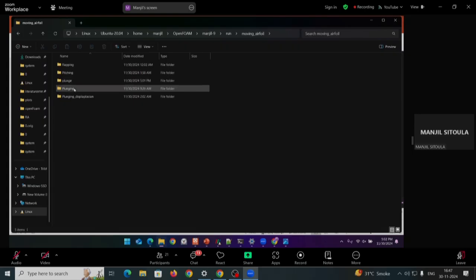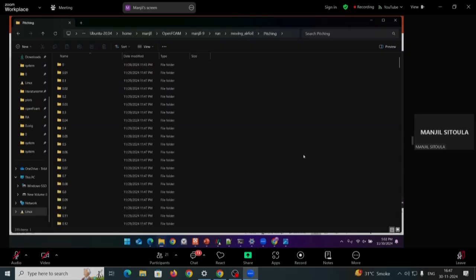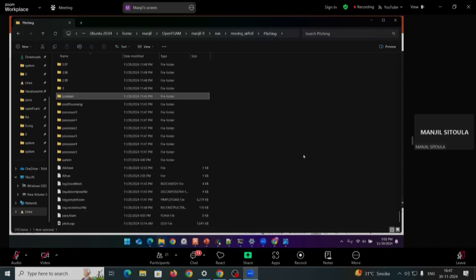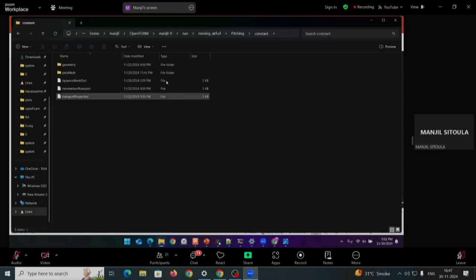I showed you the setup for the plunging motion. So what if there is a pitching motion? If there is pitching motion, everything is the same; we just have to change something in the dynamic mesh dictionary. So let's go to our dynamic mesh dictionary.